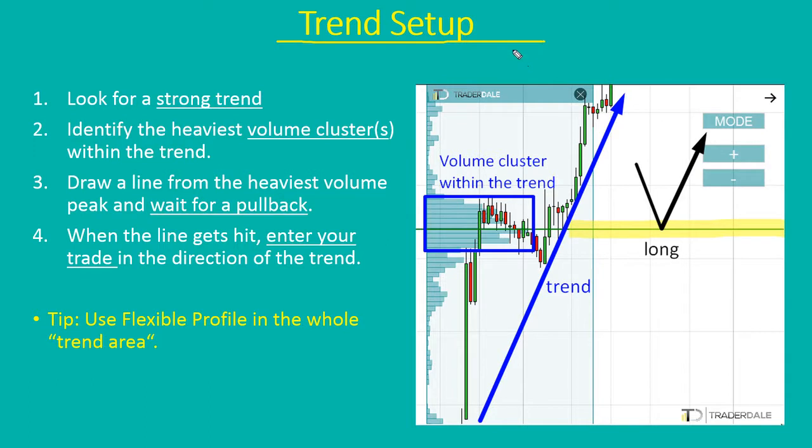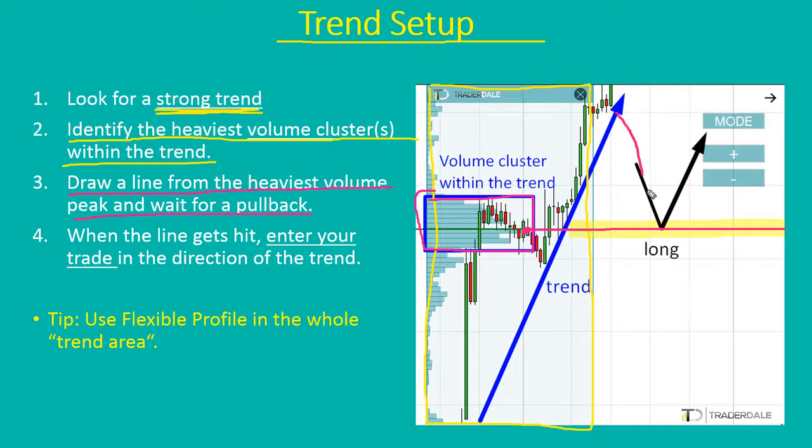You use this setup when there is a strong trend. Within the trend, you identify the heaviest volume clusters, and you use the flexible volume profile to do that. So when there is a trend, you use the flexible volume profile over the whole trend area, and you identify the most significant volume clusters within that area. In this picture, there's only one. It is this one. So what you do is you draw a line from the heaviest volume peak and wait for a pullback. The heaviest volume peak is in here. So you draw the line there and you wait for a pullback.